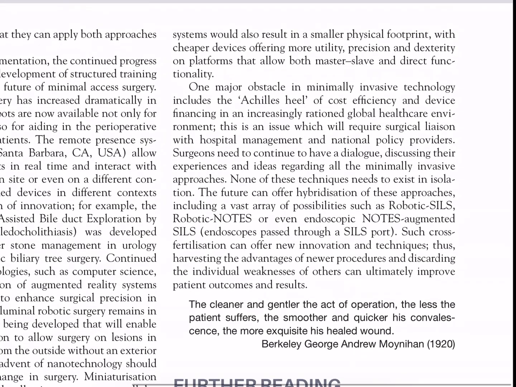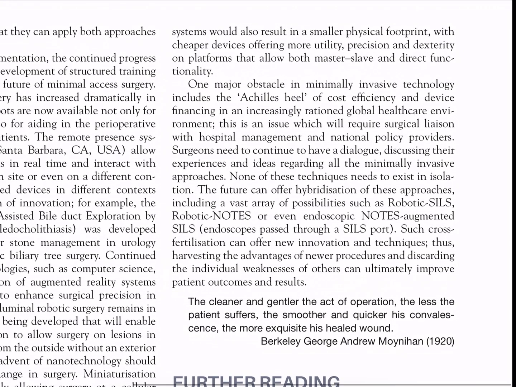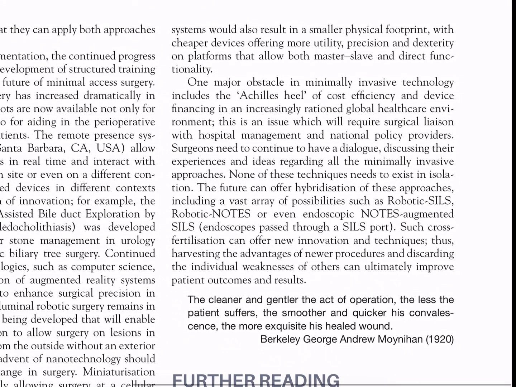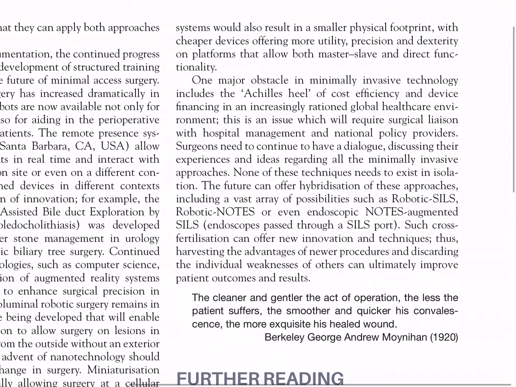One major obstacle in minimal invasive technology includes the Achilles heel of cost efficiency and device financing in an increasingly rationed global healthcare environment. This is an issue which will require surgical liaison with hospital management and national policy providers. Surgeons need to continue to have a dialogue discussing their experiences and ideas regarding all the minimal invasive approaches. None of these techniques needs to exist in isolation.